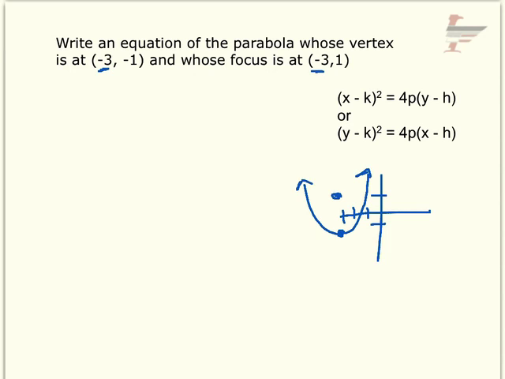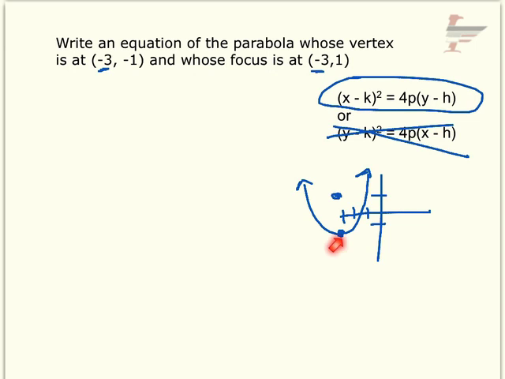So your parabola has to be vertical, and it has to be opening up. So it's got to be x squared. So I'm going to use this one because it's vertical. And the distance between my focus point and my vertex is 2 units, and I can see here between -1 and +1 is 2 units. It's opening up, so I know it's going to be +2, so p is 2.